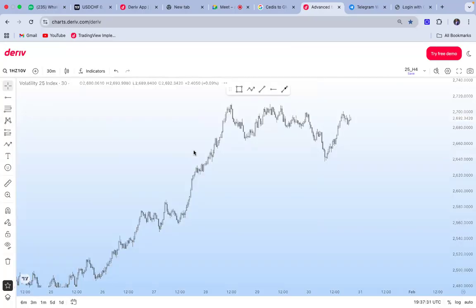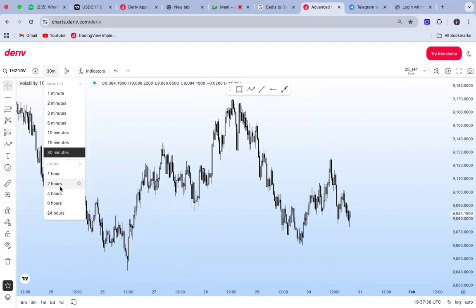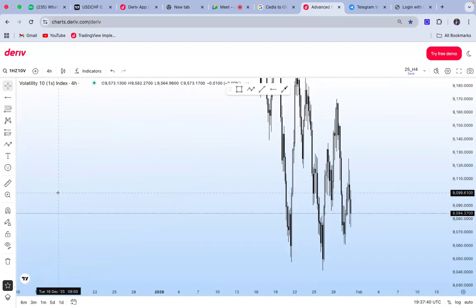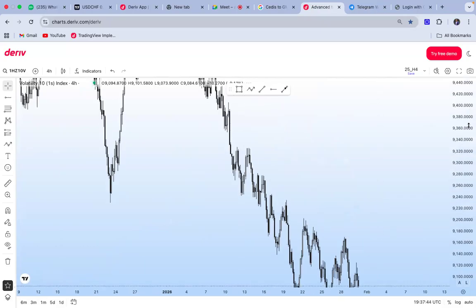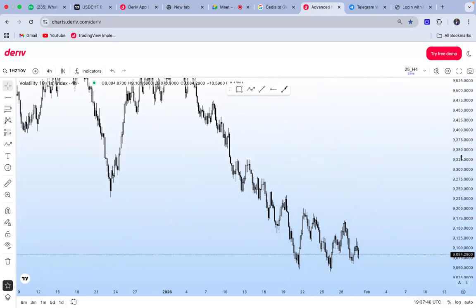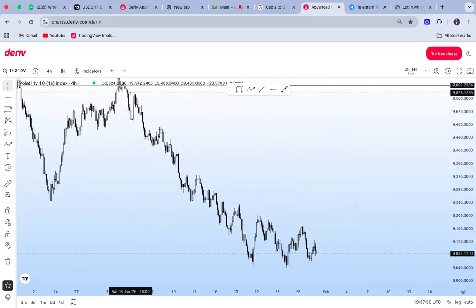Let me go to this chart and see something. Okay, so I'm going to go to the 4 hour time frame. Okay, now this is the 4 hour time frame. Look at it. For the benefit of time, let me just tell the trend. This is a clear downtrend. I know that you know that as well.